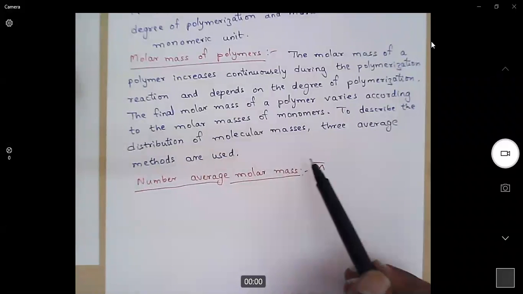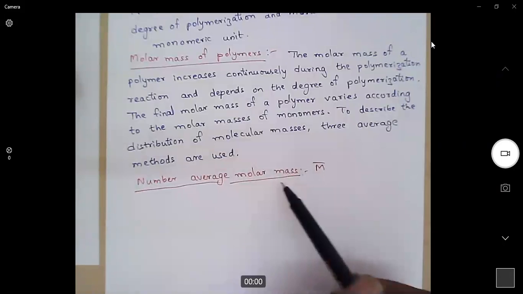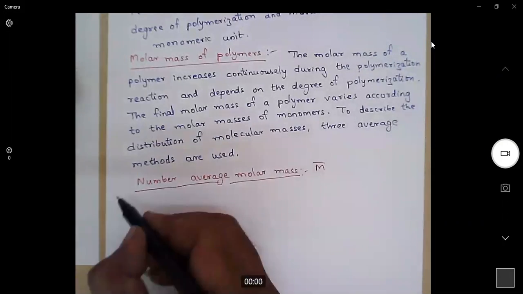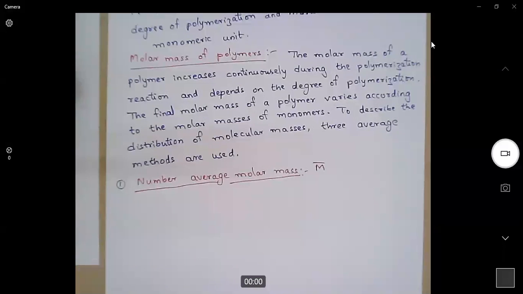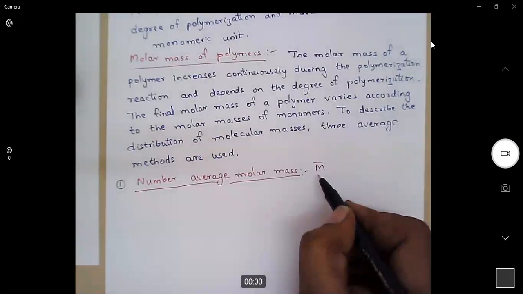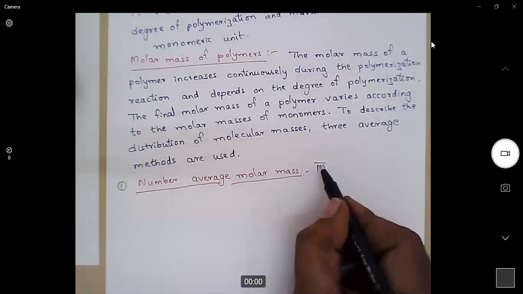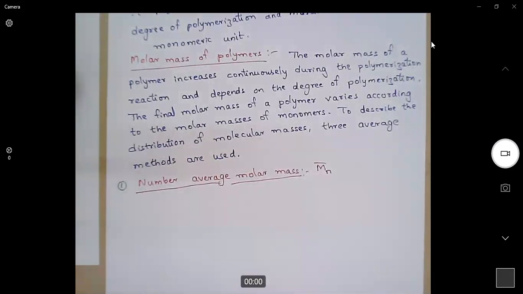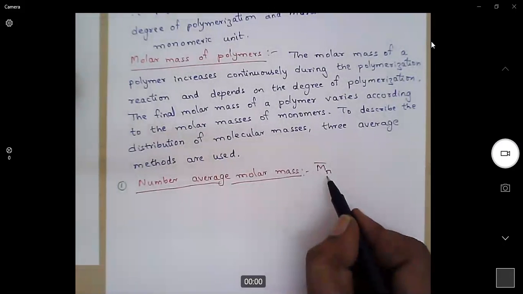To describe the distribution of molecular masses, three average methods are used. We will discuss these three average methods, and we will also try to do some problems on them. First one is number average molecular mass. It is denoted by capital M bar. Because it is average, we will write bar. It is number average, so we will give the suffix n. Number average molar mass is represented by M bar suffix n.